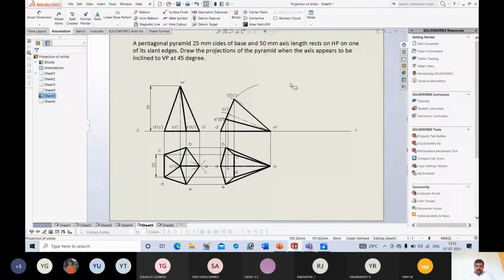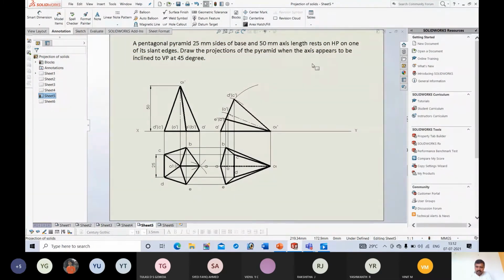False inclination. Why is it false inclination? Because they use the term "appears to be". This will give you a hint that the given inclination is false. False inclination is nothing but the beta. The given angle itself is beta, so that's why we need not find out beta.